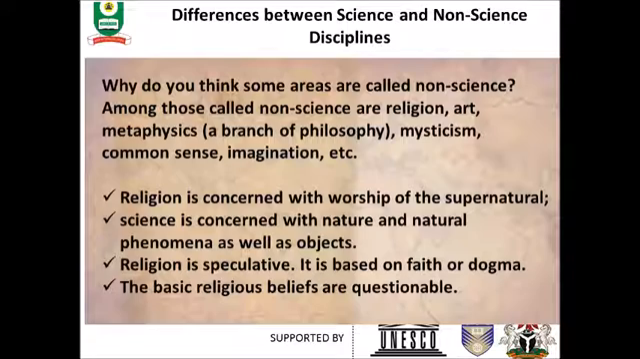In particular, religion could be said to be speculative. It is based on faith or dogma. The basic religious beliefs are sometimes questionable. In the field of study called rational religion or theology, the aim is to make religious belief reasonable without rejecting them. In other words, theology tries to confirm religious beliefs. Religion relies on the principle that the universe is governed by spiritual law.